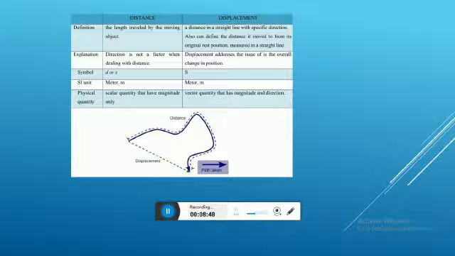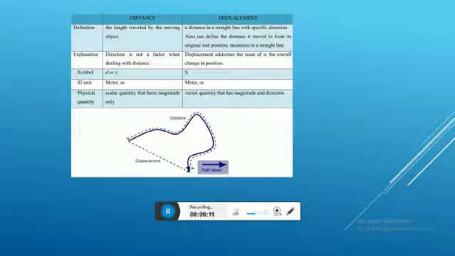And look at the figure. The curved path: if you start your motion from one point and move to the other point, the total path taken, the curved path taken by yourself, is actually the distance covered by you. So the total length traveled by a moving object is called distance.